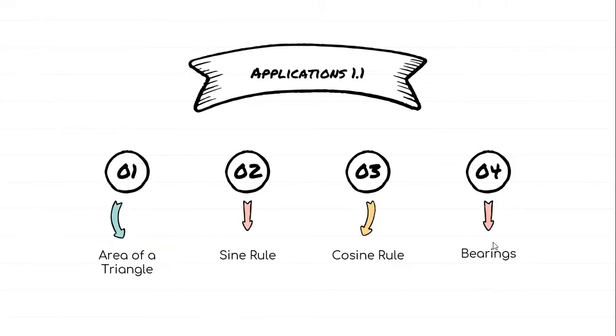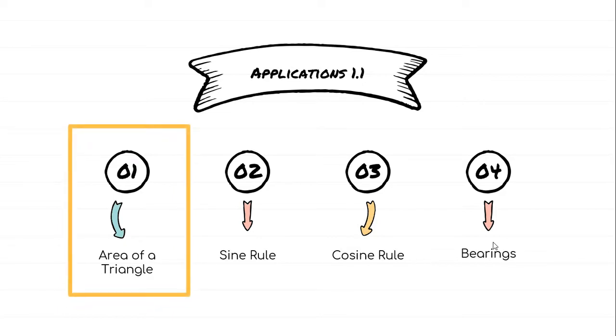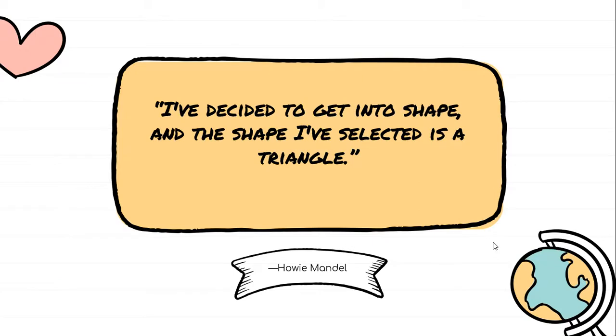Applications looks at the following topics: the area of a triangle, the sine rule, the cosine rule, and bearings. Today's topic is going to be the area of a triangle. Here's a quote to get us started. I've decided to get into shape, and the shape I've selected is a triangle. Hopefully you'll find that somewhat relatable in lockdown, and that's Howie Mandel.